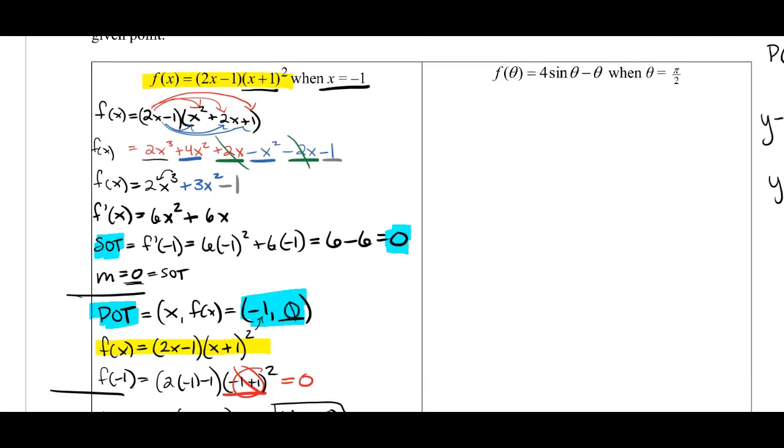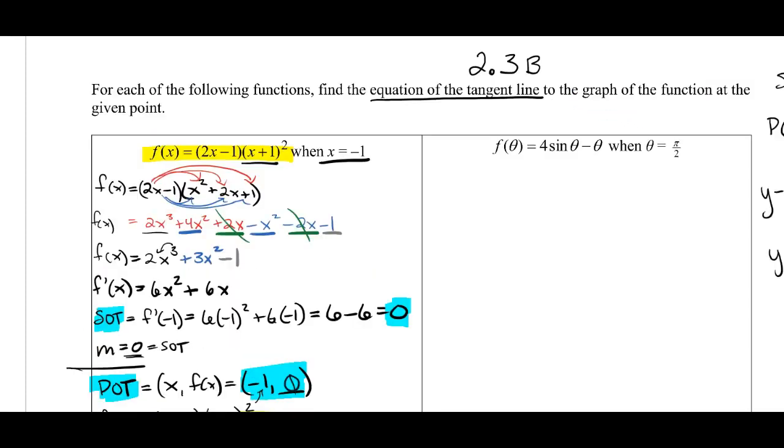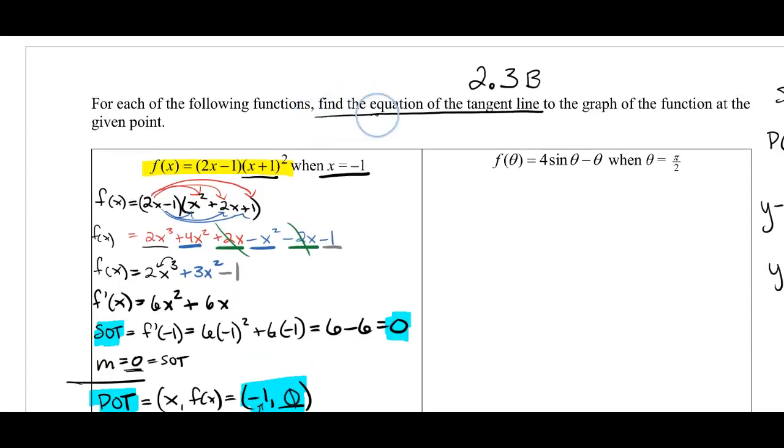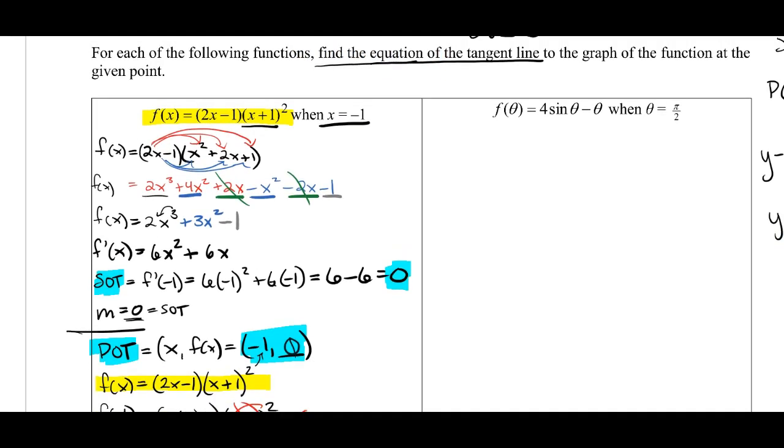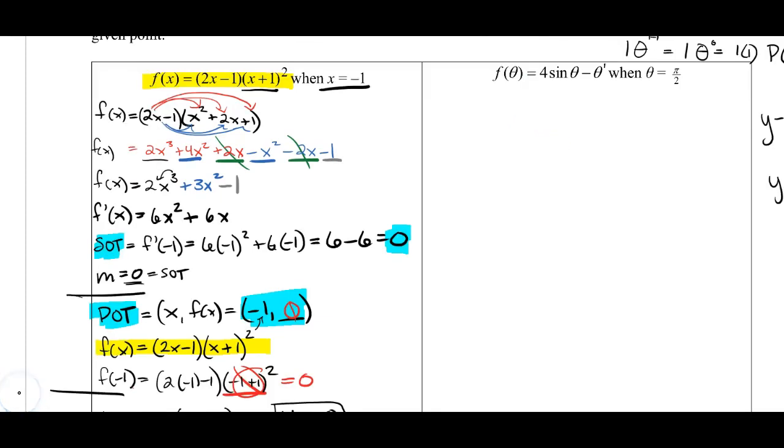Let's try one with trig. I want to find, again, my instructions are the equation of the tangent line. To find the equation of the tangent line, I need to know the slope of my tangent. To find the slope of my tangent, I need to find my derivative. For this next one, we're going to work with trig. We're going to make one little change from your notes. Instead of finding at theta equals pi over 2, which gives us a pretty messy problem, we're actually going to evaluate this at theta equals 0.